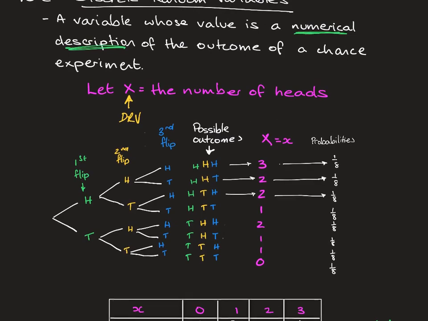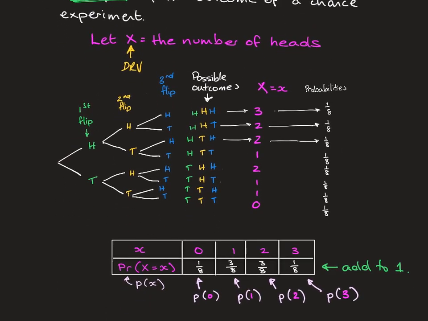So what I've done here is I have created a table. In the table, the first row is labelled little x, which is the value of the number of heads. So x is the number of heads and this is the value 3. X is the number of heads, and the little x is 2 here. Our possible outcomes for x are 0, 1, 2 and 3. So there's a 0, some 1s, some 2s and a 3.